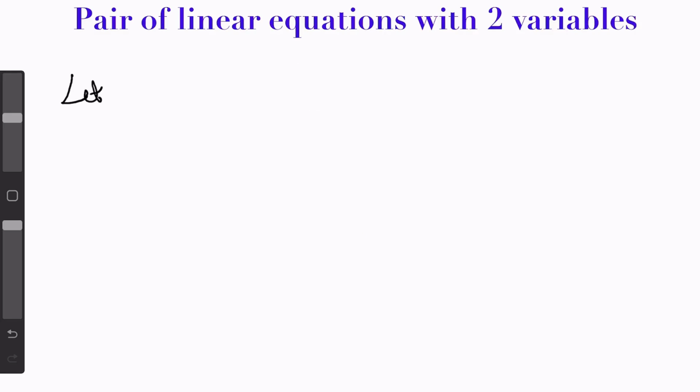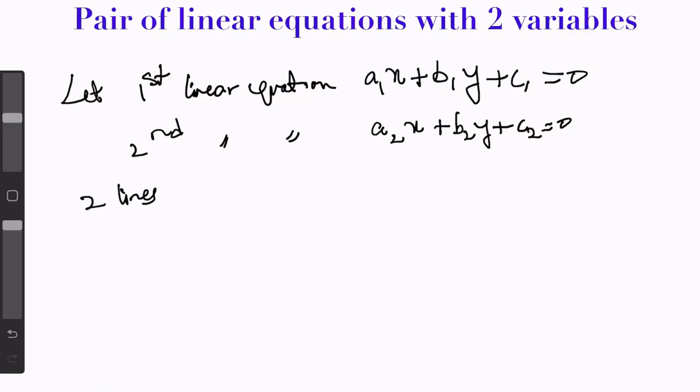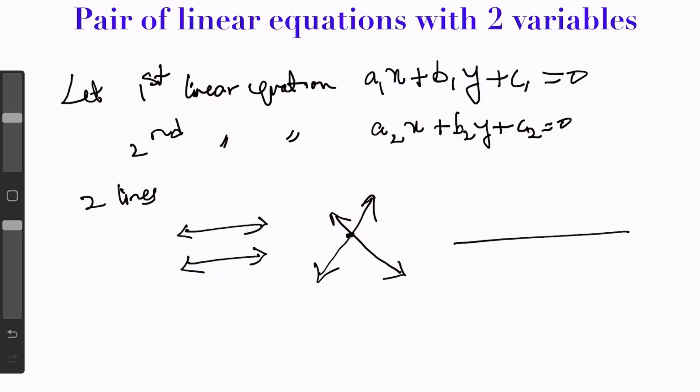Let us take two linear equations now. Let the first linear equation be a1x plus b1y plus c1 equals 0, and the second equation be a2x plus b2y plus c2 equals 0. Then what are the possibilities of two lines? First, they can be parallel, or they can be intersecting, or they can be coincidental. These are the three possibilities, right? Parallel, intersecting, and coincidental. So let's discuss these in detail.